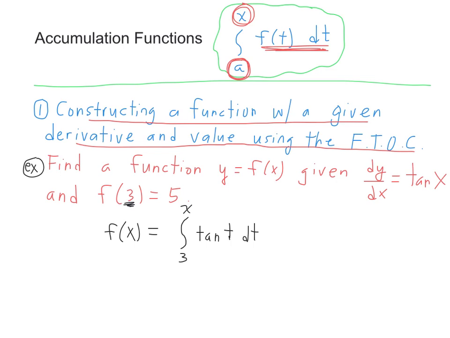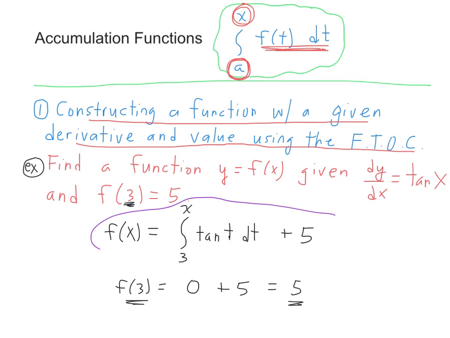If we were to plug 3 into this, f of 3, well, if I drop the 3 in for my upper bound where I see an x, I would have the definite integral from 3 to 3, which we know would be 0. Well, I'm told that f of 3 is 5, so I need to bump this up by 5. So that means I would have to add a 5 onto that accumulation function. So this is my answer. Let me just circle this. Okay, this would be my function that has a derivative of tangent of x.